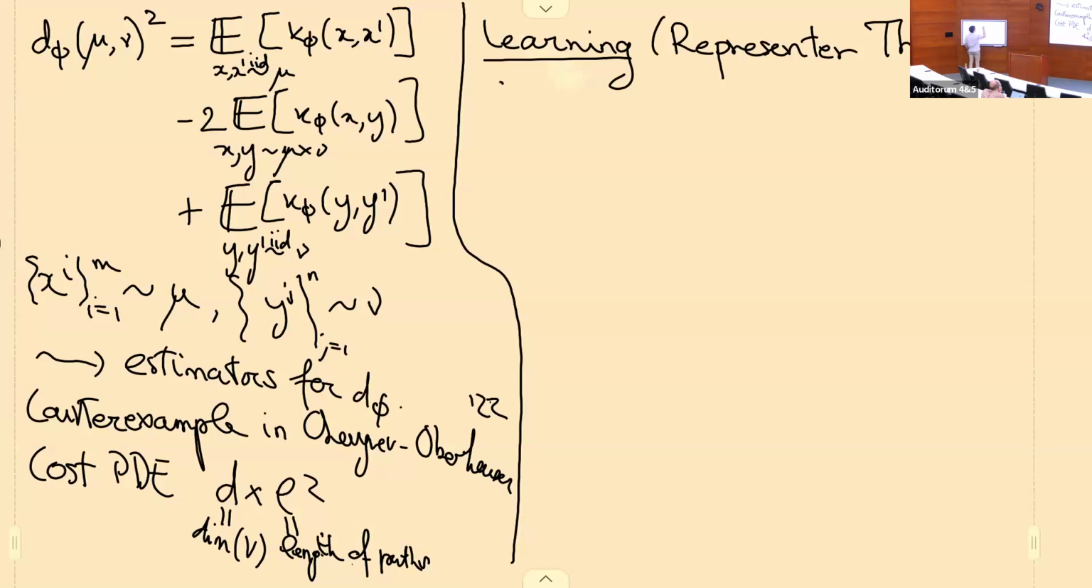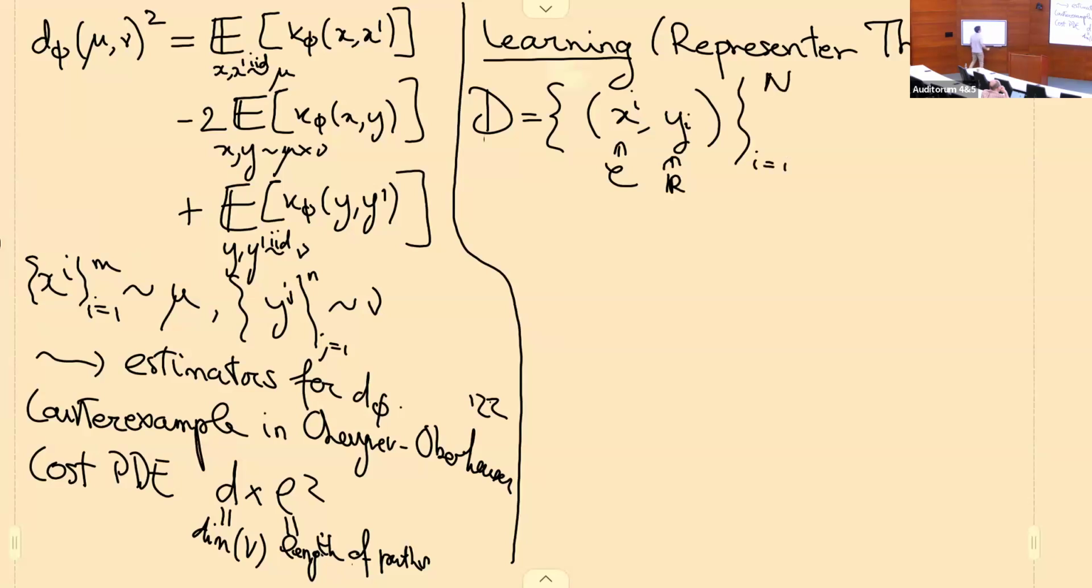In practice, you have a data set D of input-output pairs. In our case, the inputs are paths and the outputs, say, are scalar valued, y_i. So these are paths, and these are scalars, and you have n of them, n input-output pairs. Then what you want to do is learn the function that maps the inputs to the outputs. And you pick a loss function that you like.